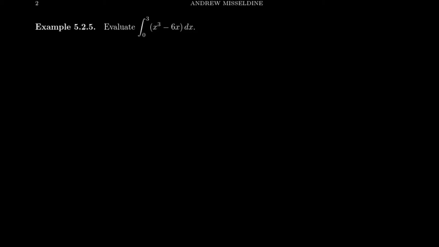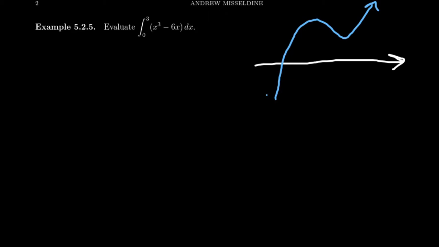So, for example, if we were to consider this function right here, y equals x cubed minus 6x. Crudely speaking, our graph would look something like this. And honestly, I'm not placing the location of the x-axis very correctly. Let me try that again. It might look something more like this right here. Again, this is just a rough estimate.